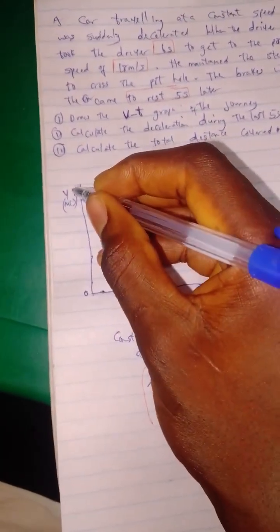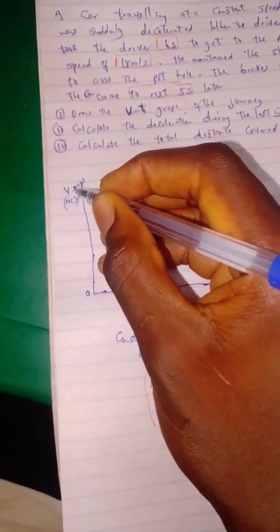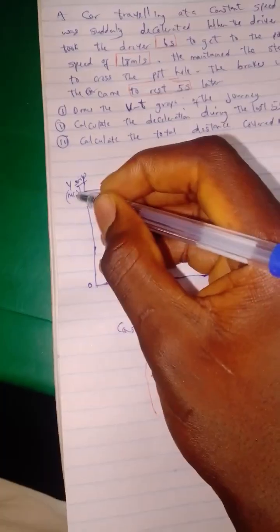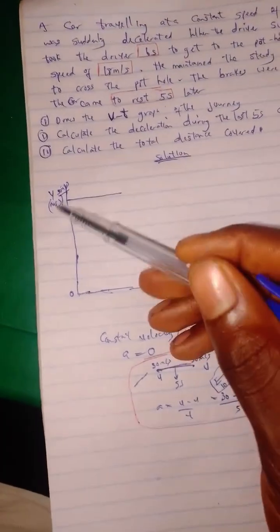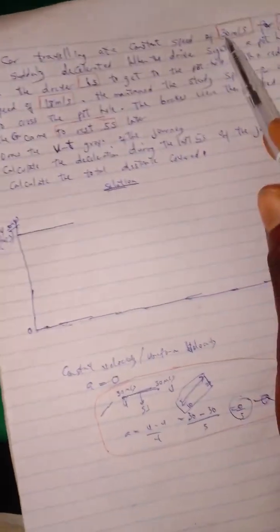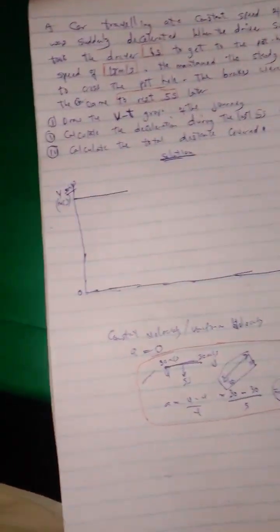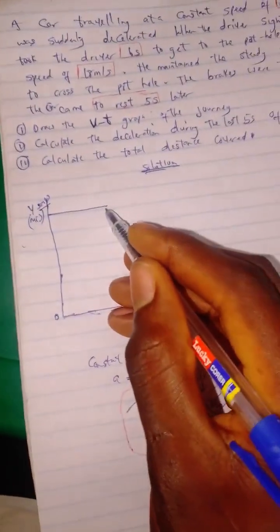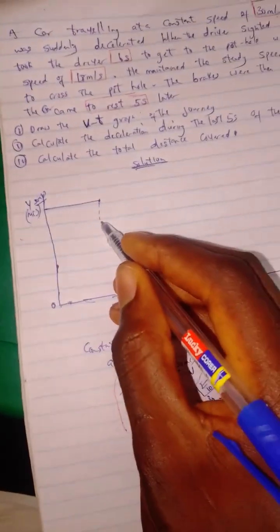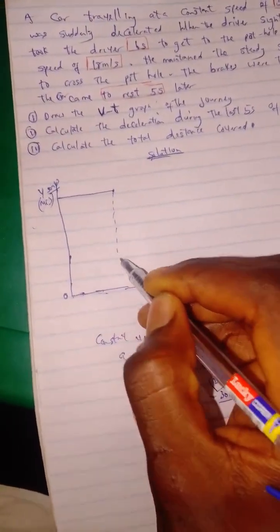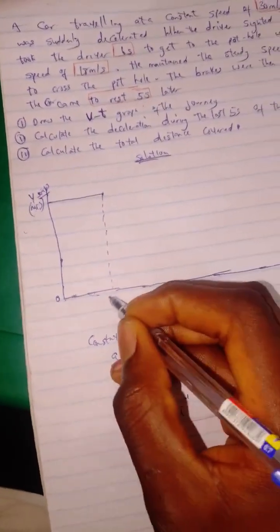Once you put the 30 meters per second here. Why did I put it here? Because this is my velocity time graph, and this side is velocity in meters per second. You put your velocity on the y-axis and your time on the x-axis. He said at a constant speed of 30 meters per second for what? For 20 seconds. At this point the car has reached 20 seconds, so it is using this same constant velocity for 20 seconds.